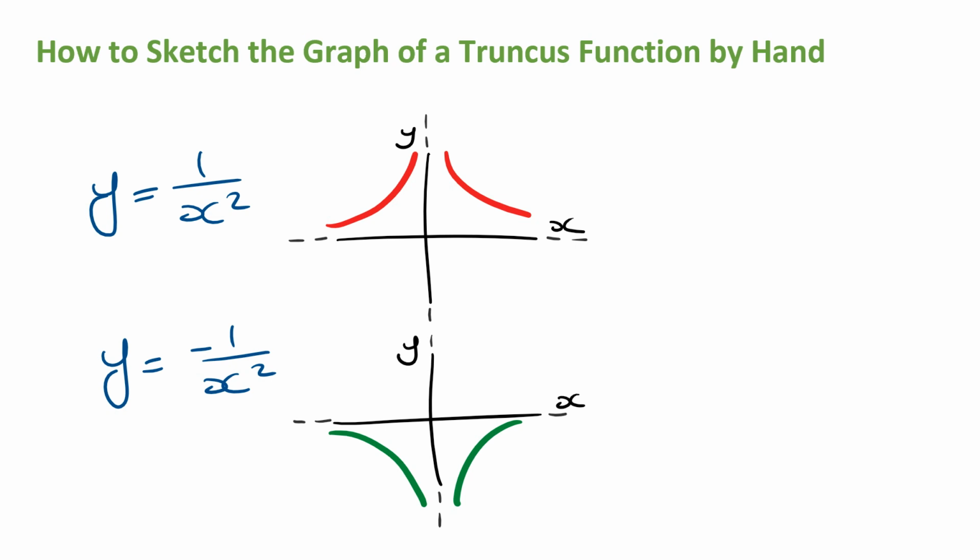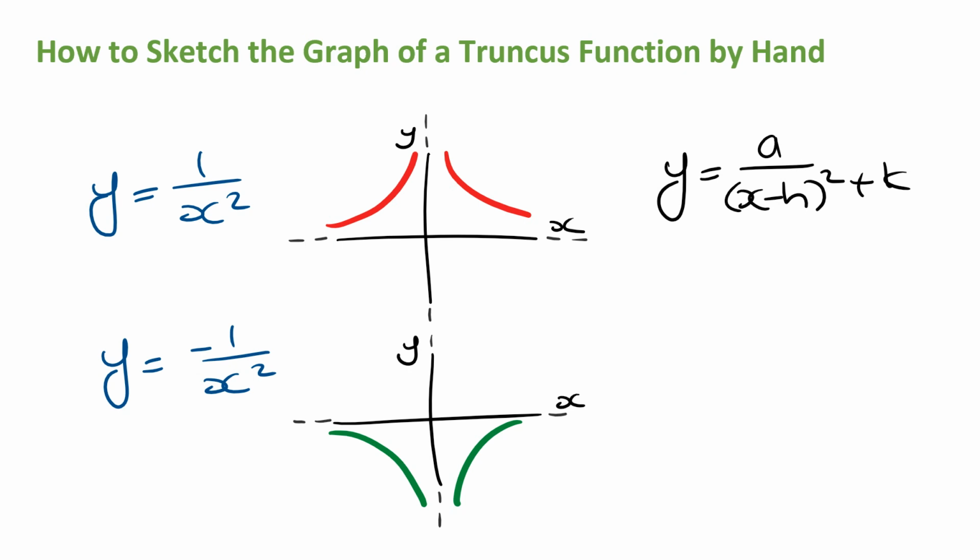The general rule for a Truncus function can be written as y is equal to a on (x minus h) all squared, and then plus k, where the value of a will affect the dilation of the graph, the value of h will determine where the vertical asymptote is, and the value of k will tell us where the horizontal asymptote is. And here are the 4 steps that you need to take when sketching a Truncus function.